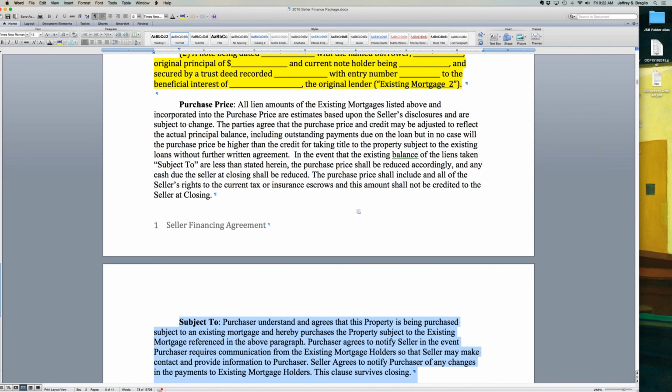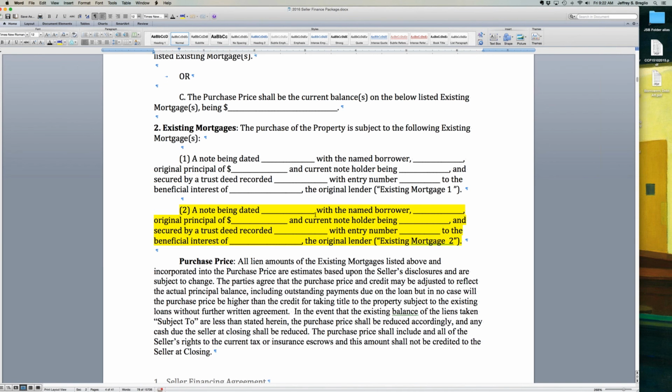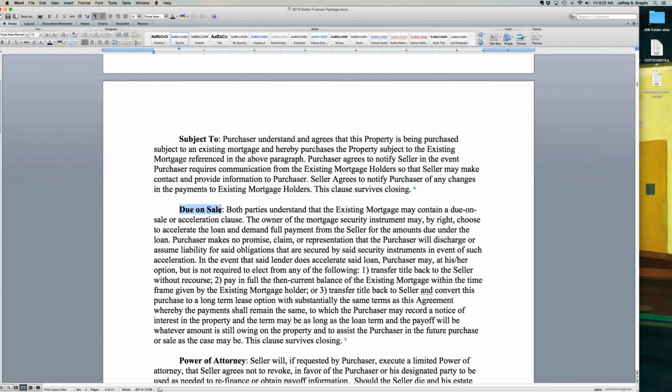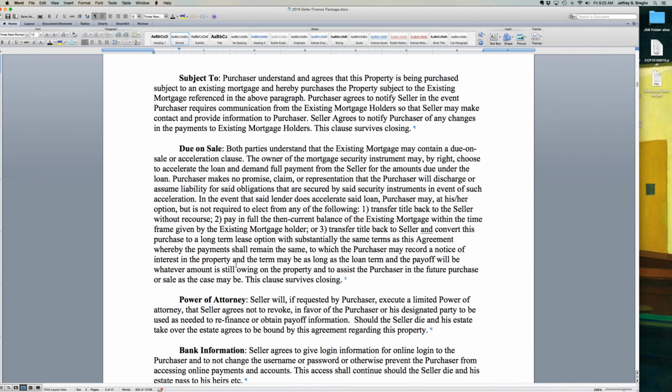Now, if there is no underlying mortgage, this is a true seller financing situation, and you could delete these, because this says the buyer agrees and understands that it's being purchased subject to an existing mortgage. If there's no existing mortgage, you can delete it, but leaving it in is totally fine. You don't need to change it. But if you really understand the contract and want to shorten it a little bit, you can delete this and the due on sale, because if there's no underlying mortgage, there's no due on sale. But again, my suggestion is probably just leave it because it's just information.